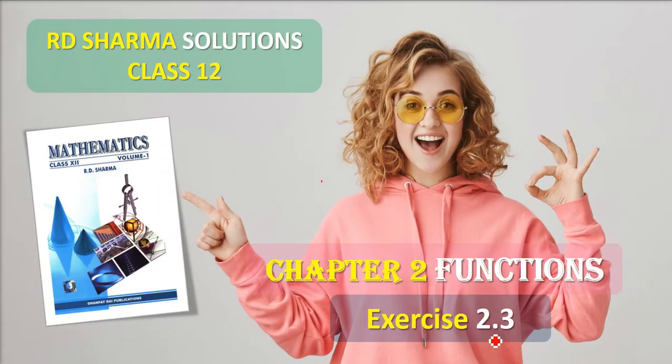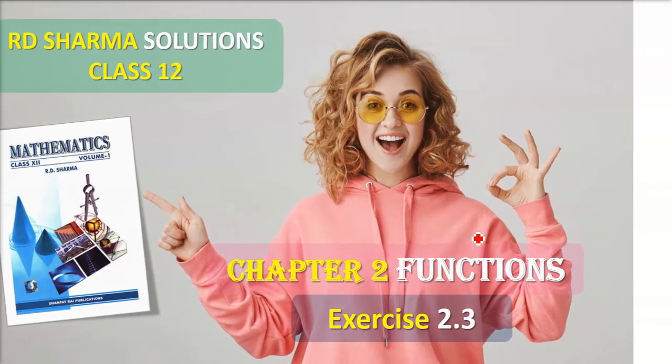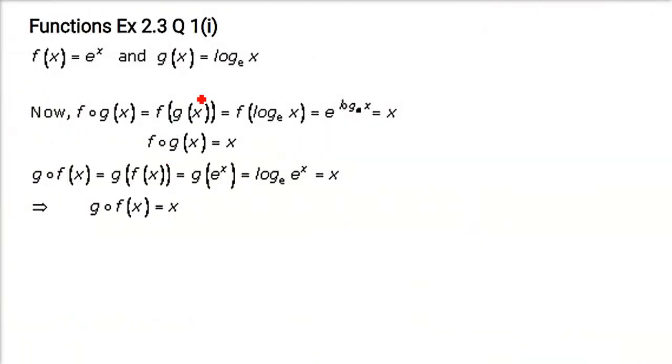This is R.D. Sharma Solution, Class 12. Functions, exercise 2.3. Here we have question number 1, where we have to find out the fog and gof.